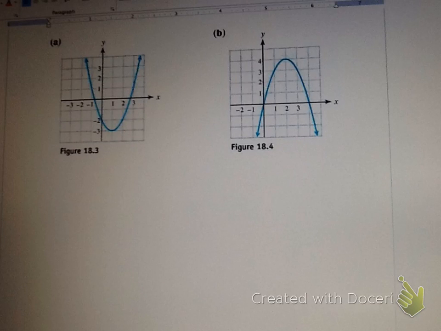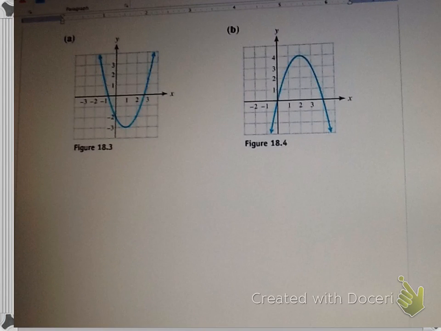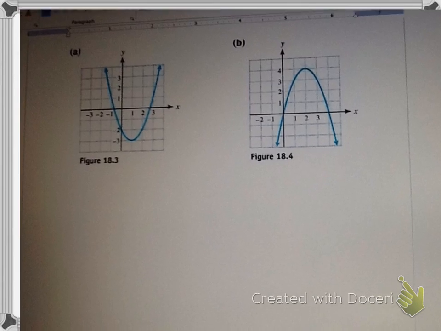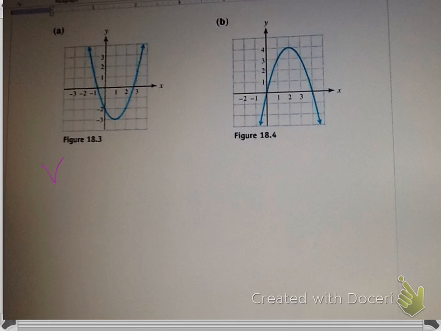So now you try it. On these two examples, what would the vertex be? Is it a min or a max? And what's the axis of symmetry? So you might want to pause it while you try it.